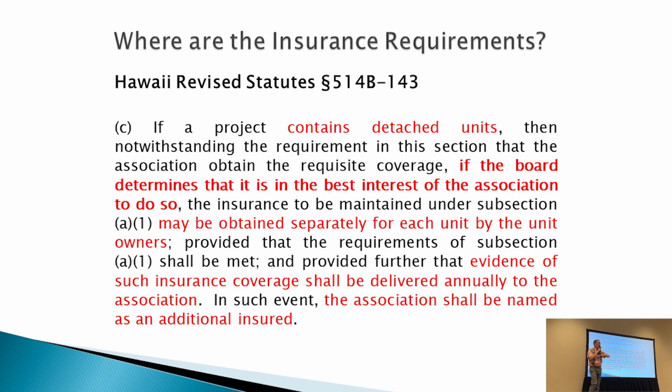The board decides that all of you, for your detached units, have to get your own insurance. The board says, okay, here are the insurance requirements, and by the way, you need to provide proof of insurance to the association every year so we can verify that you got the insurance that you're required to get. And the association has to be a named insured on your policy.